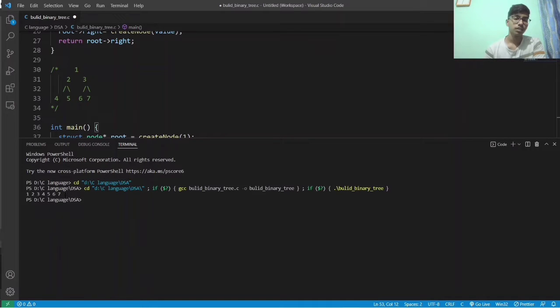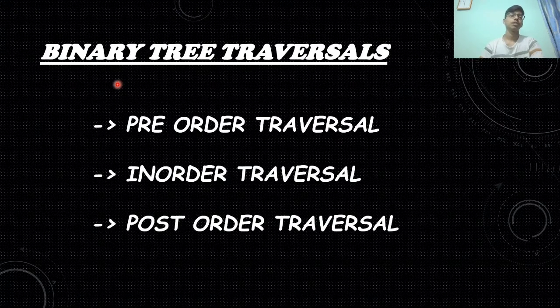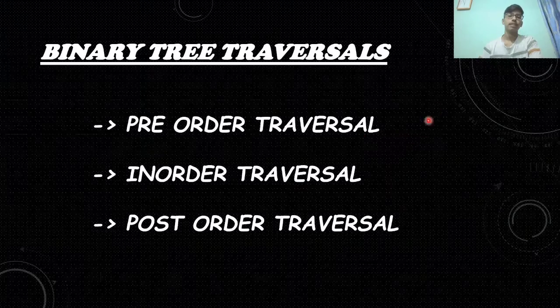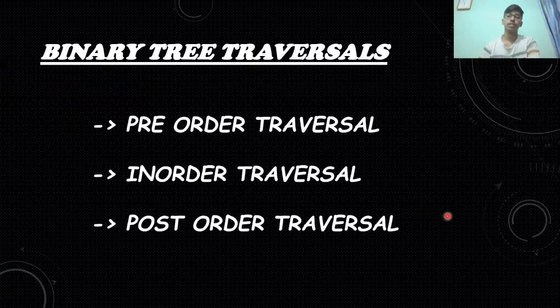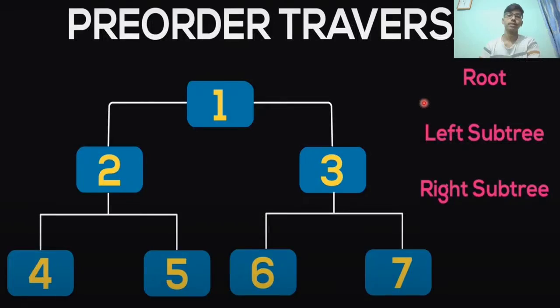Now we have printed the binary tree 1 2 3 4 5 6 7. Now let's see about binary tree traversals: pre-order traversal, in-order traversal, post-order traversal. First we will go to pre-order traversal. In pre-order traversal we travel to the root, and next the left subtree, and next the right subtree.